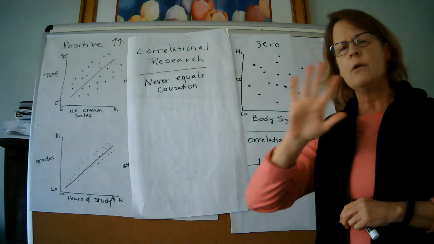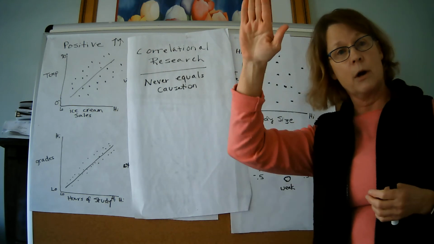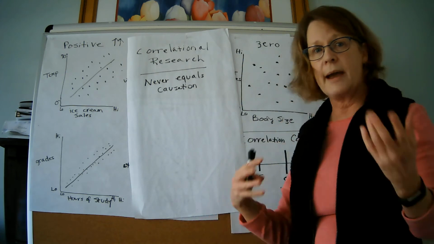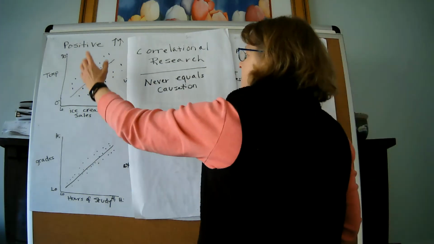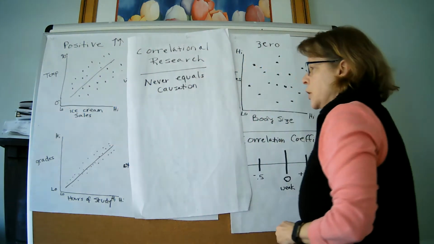And that's all it means. Positive and negative do not mean good or bad here. It means the scatter plot, does the slope go up or does the slope go down? That's simply all it means. It's not good or bad, better than one or the other. So, ice cream sales go up, temperature goes up, definitely a positive correlation.